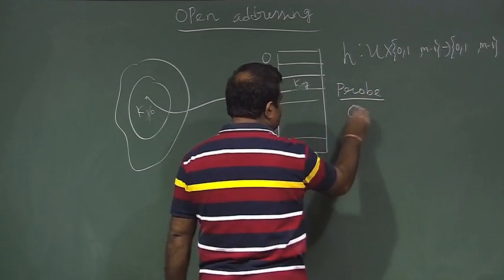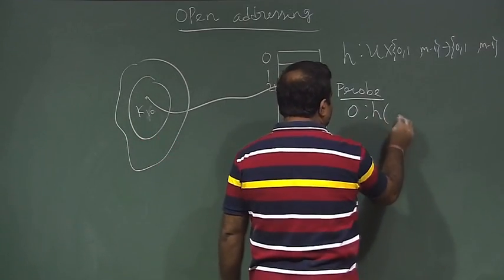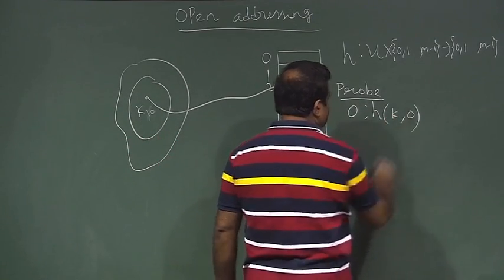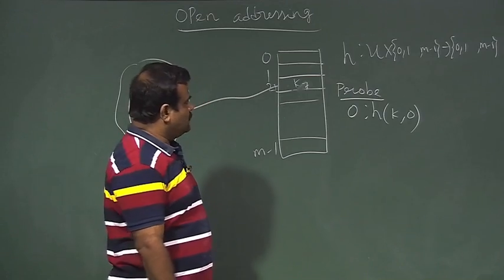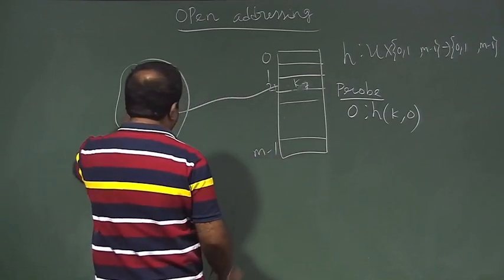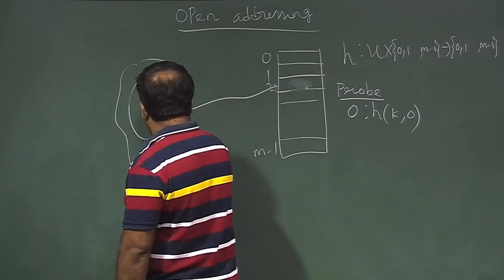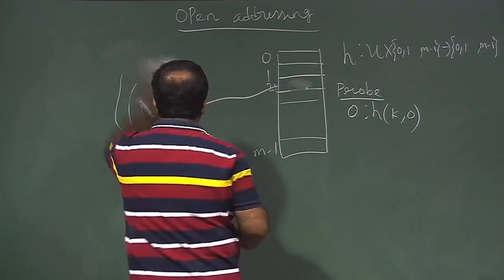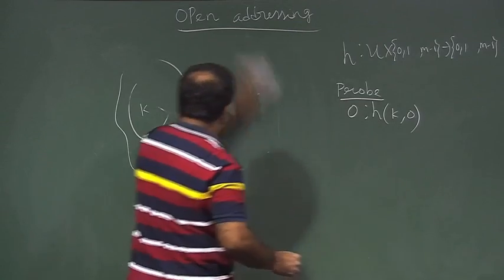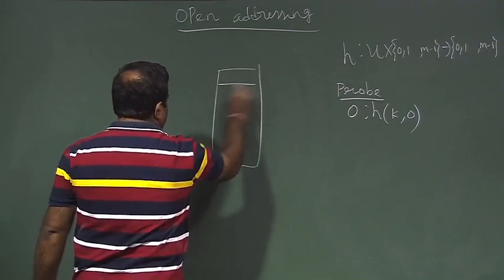So we first try the zeroth probe. We apply the zeroth hash function, and suppose it is hitting some occupied slot over here. So this is a key K. Let us draw an example, it will be more clear. Suppose this is the scenario.